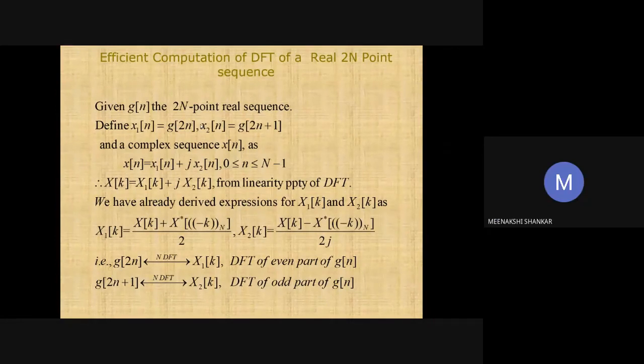Right, the even components. And let us define x2 of n as g of 2n plus 1. What is g of 2n plus 1? It will be the odd components.